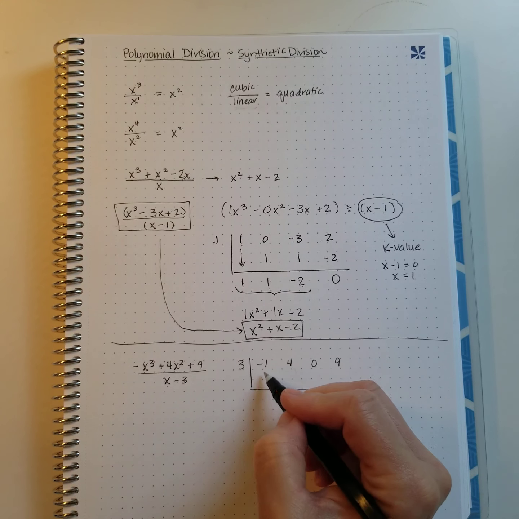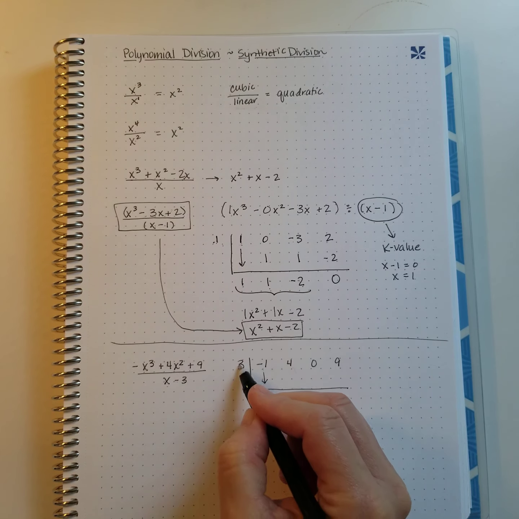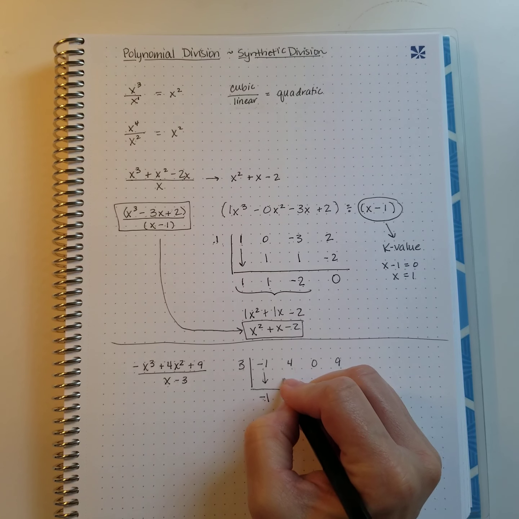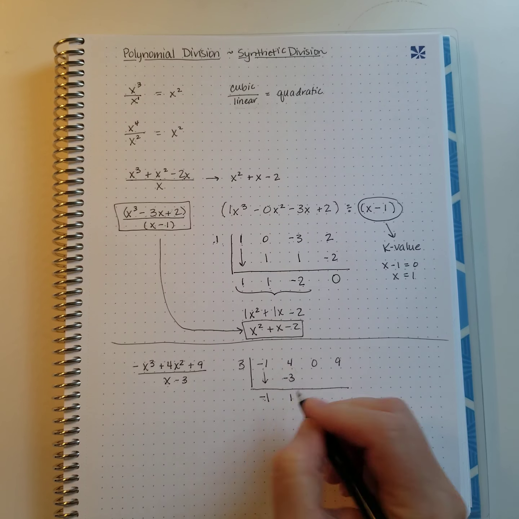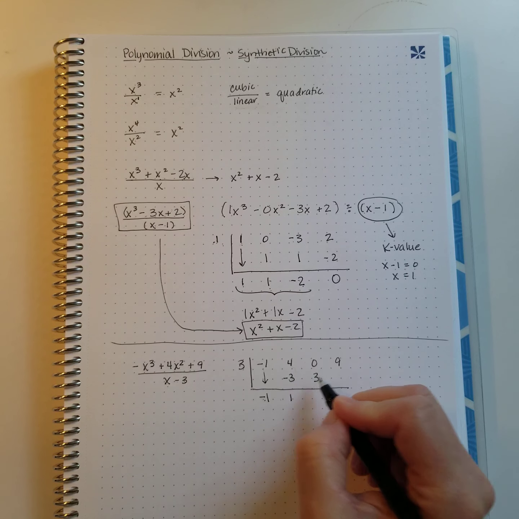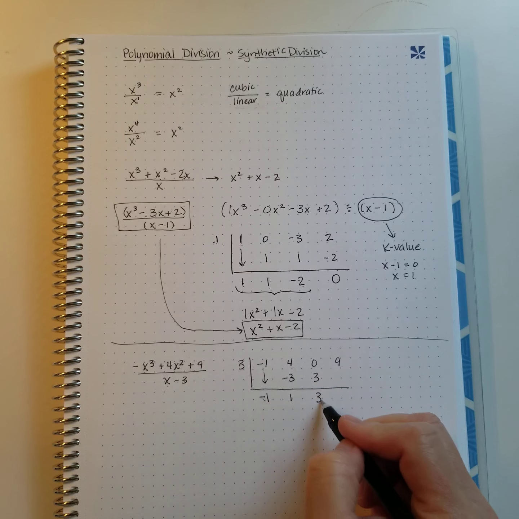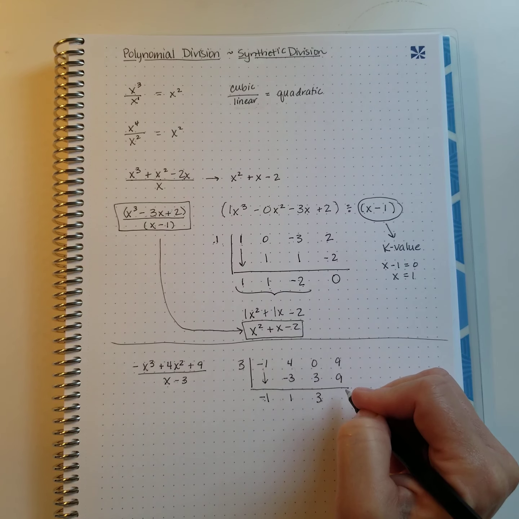So again, we're going to bring down that negative 1, then we're going to multiply, add, multiply again, add, multiply, and add.